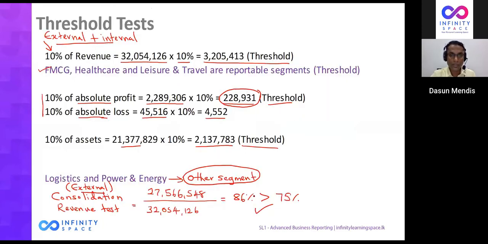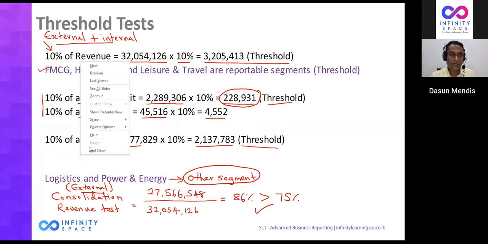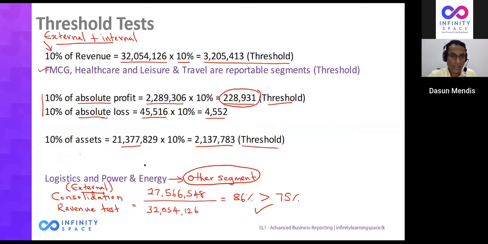revenue. But if the entity believes that these two segments, that is logistics and power and energy, even though they are small at the moment, are important segments where it is important for the organization to provide information about the logistics, power and energy separately, then management can make a judgment call. Even though they are small, if the information is useful to the users of the information, the entity can report them separately.